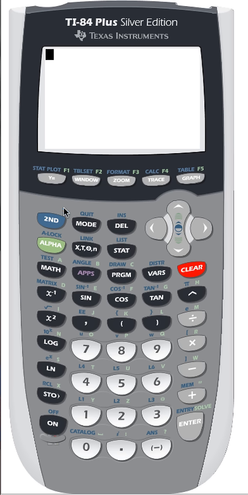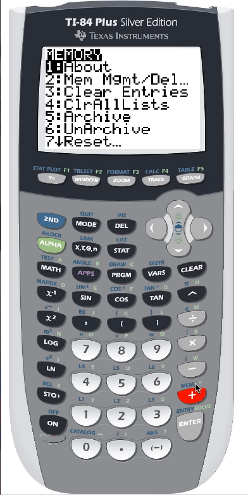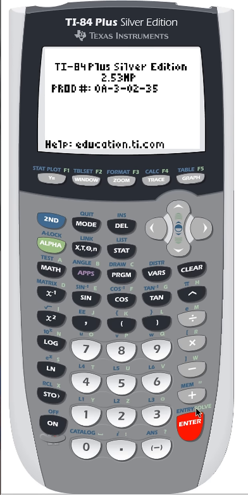To do that, hit the second and the plus key. Notice we get a whole bunch of stuff in there, but we just want the About number one, so we select enter. Notice I'm using version 2.53 of the operating system, so that's the one you want to make sure you have, or a later one.